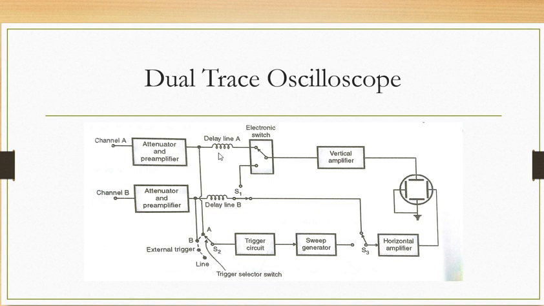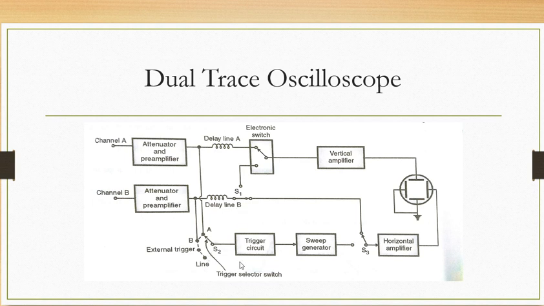Okay, so here there is a delay line, there is also a delay line, so two separate delay lines are there for channel A and channel B. So this is the channel A delay line, this is the channel B delay line. Okay, so now let us discuss this trigger circuitry.